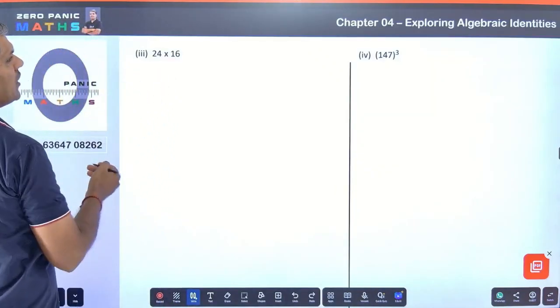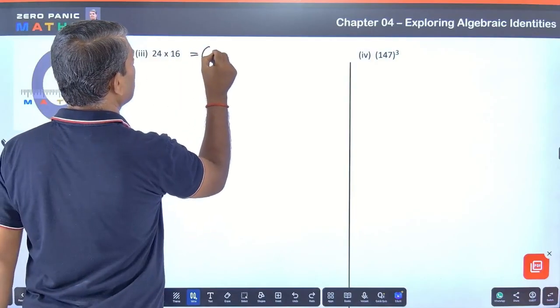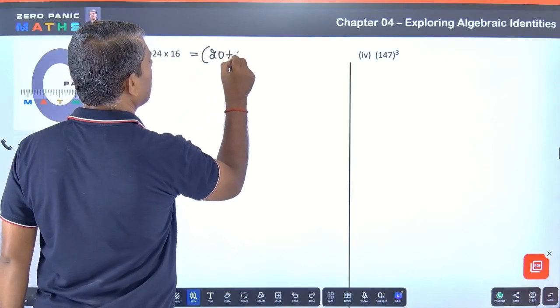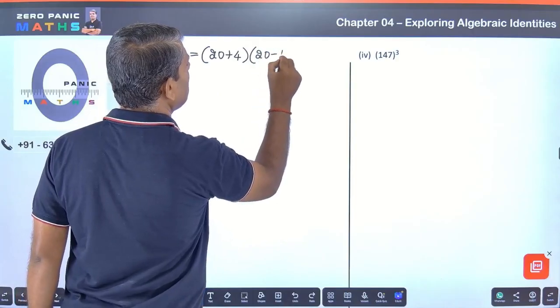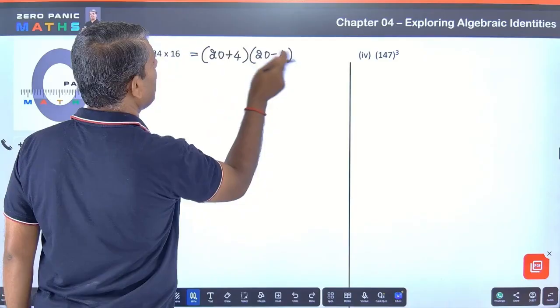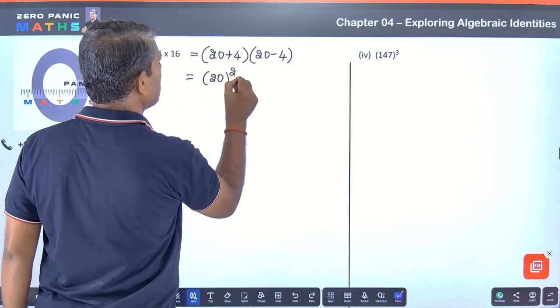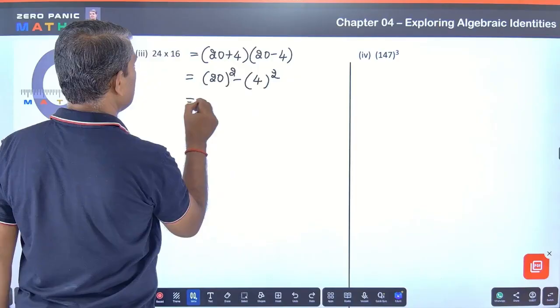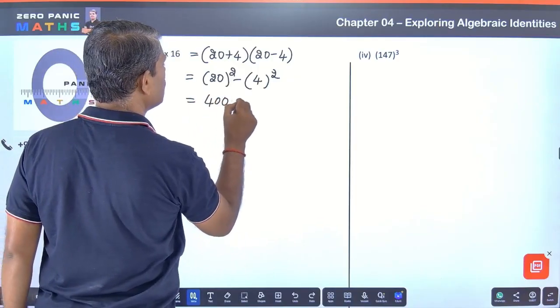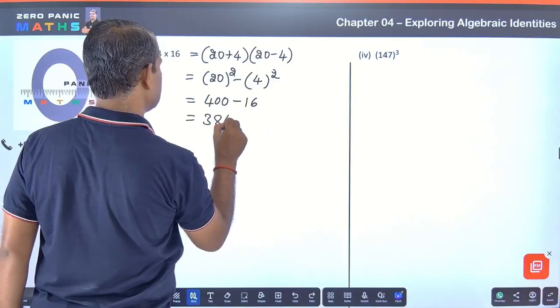Again the same product here also, I think you will calculate it very easily. Let us do it. 24 I can write as 20 plus 4, and 16 I can write as 20 minus 4. A plus b, a minus b, that is a square, that is 20 square, minus b square, that is 4 square. It is 4 followed by 2 zeros, 400, minus 16, and it is 384.